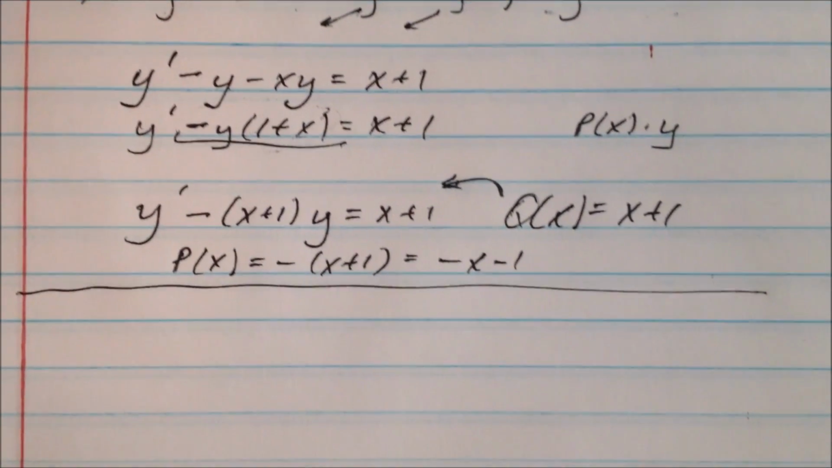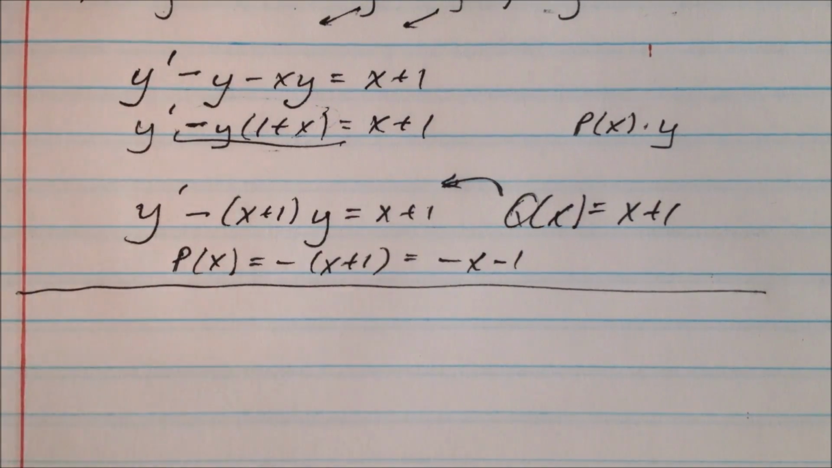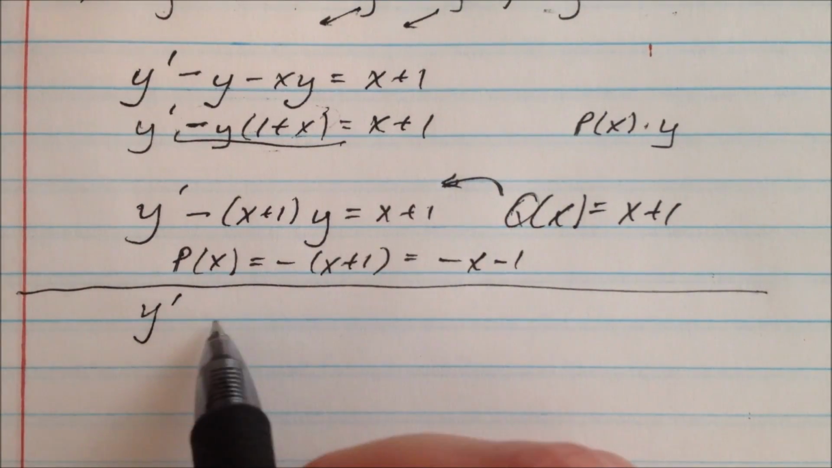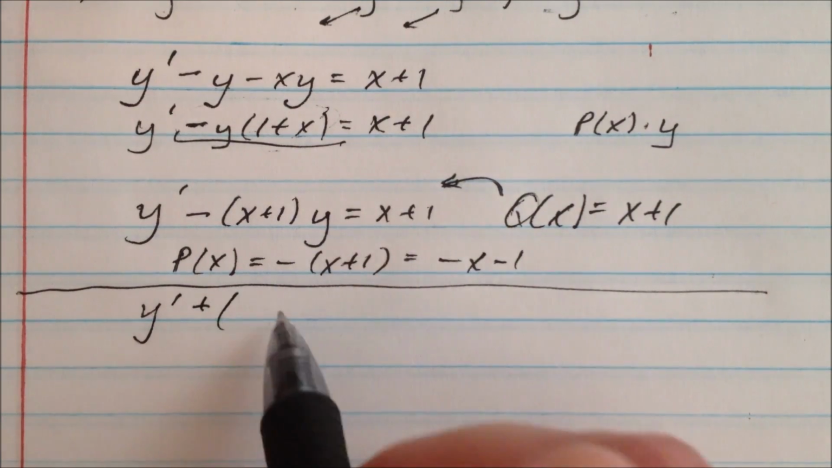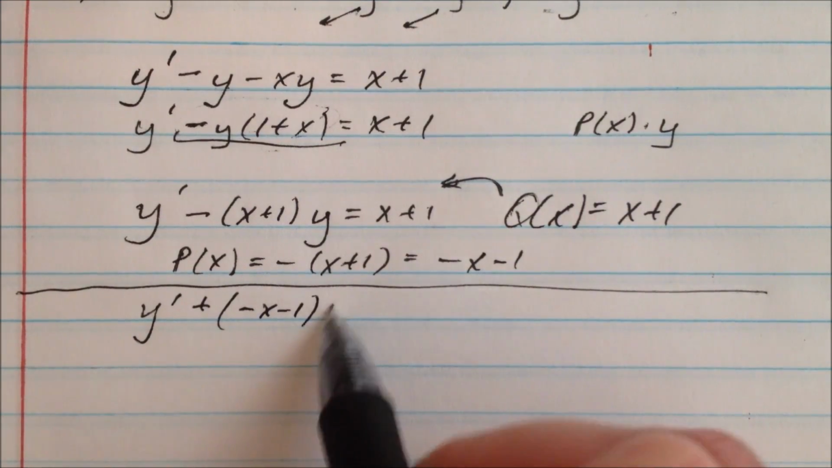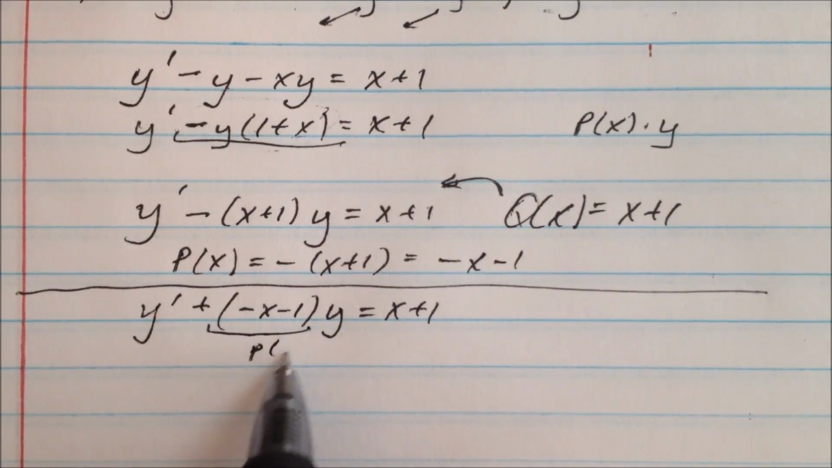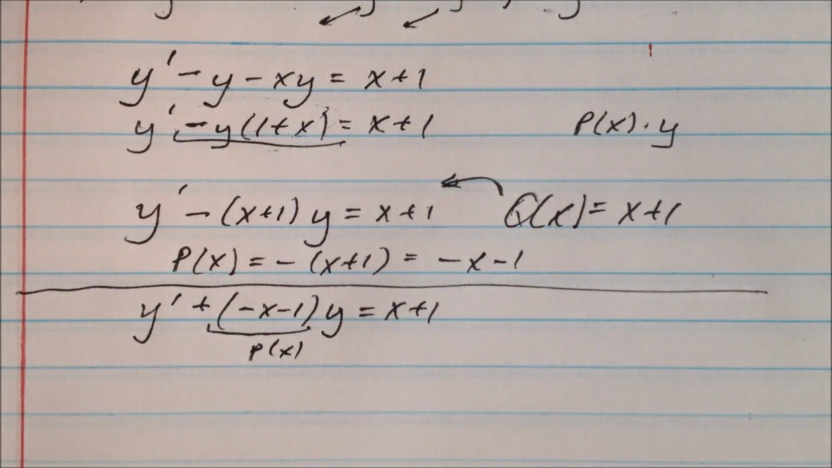Okay, so I'm going to go ahead and put a line. I'm going to keep this organized because this is kind of a crazy problem. So when we have this, we have y prime plus negative x minus 1 y equals x plus 1. And in this fashion, I can keep my p of x very separate.